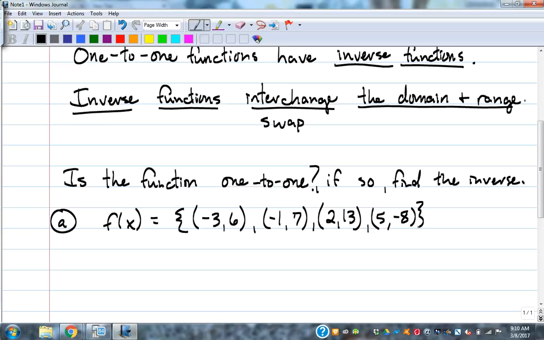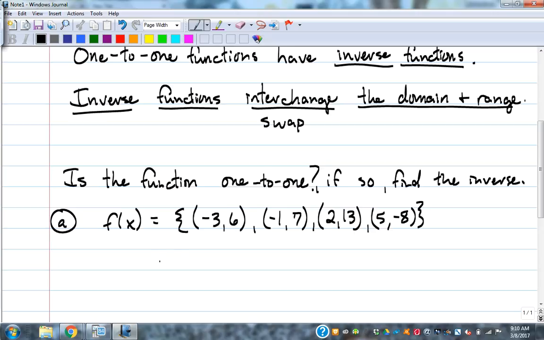All right. So is that a 1 to 1 function? And why? Okay, we check the x's to make sure it's a function. Well, they told us it was, but we want to make sure: -3, -1, 2, and 5. X's don't repeat. 6, 7, 13, -8. Y's don't repeat either. So this passes the 1 to 1 test. So it is a 1 to 1 function.